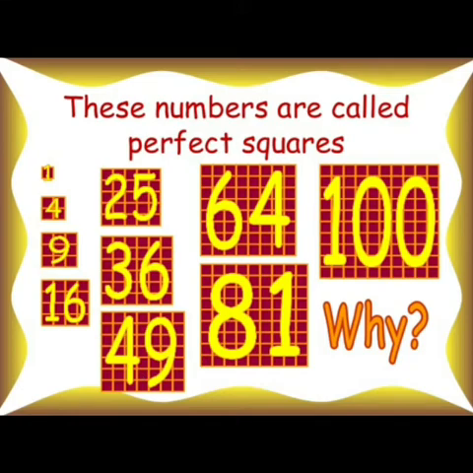Next one is 64. 64 is 8 into 8. Okay, 8 into 8 is 64. So 64 is also a square number. 81. What is 81? 9 into 9 is 81. So in that 81 there are two numbers, that is 9 into 9. What is 100? 100 is nothing but 10 square. That is 10 into 10. So 10 into 10 is 100.